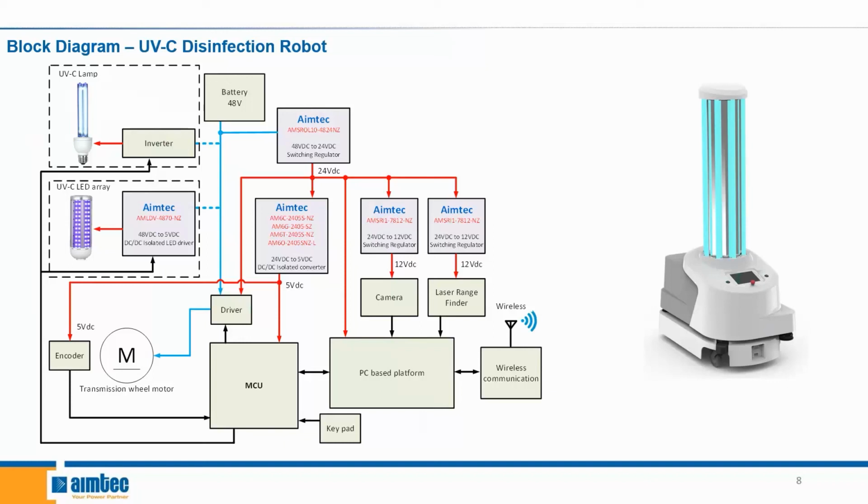And this 10 amp switching regulator doesn't only power the DC-DC converters, it can also power the PC-based platform, as well as supply power to lower wattage Aimtec switching regulators such as the AMSRI1-78NZ, which would then power the camera, or the laser rangefinder. So these robots are already being used in hospitals, and we can see an increasing demand for them.